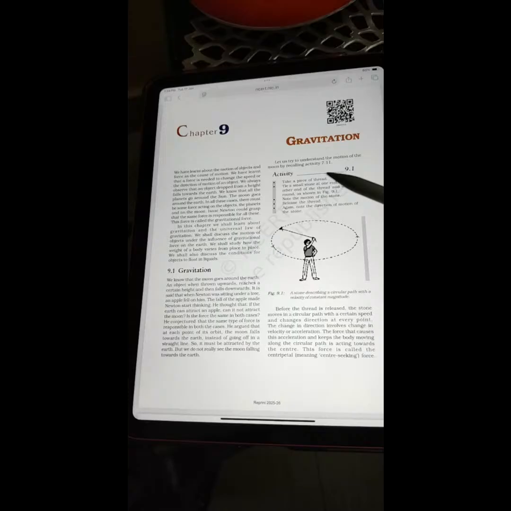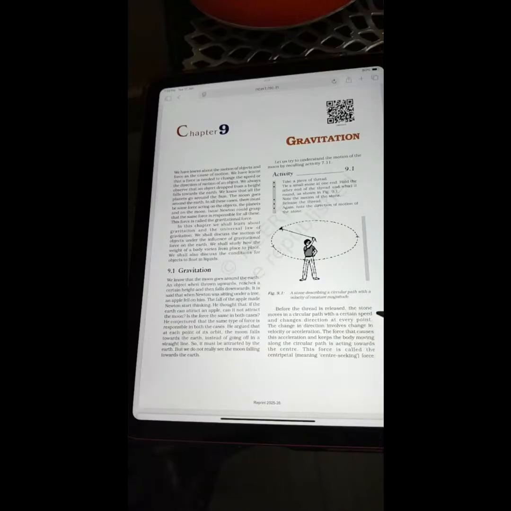Activity 9.1. Take a piece of thread, tie a small stone at one end, hold the other end of the thread and whirl it around, as shown in figure 9.1. Note the motion of the stone, release the thread. Again, note the direction of motion of the stone. Figure 9.1. A stone describing a circular path with a velocity of constant magnitude.